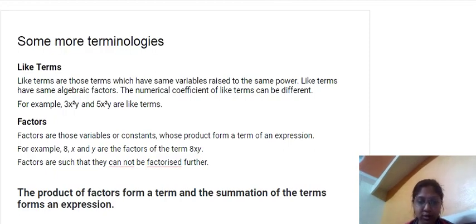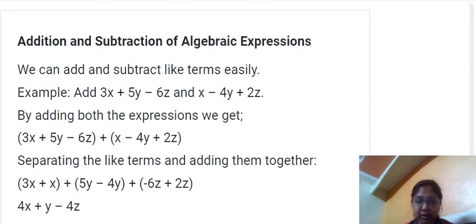So it is not possible. So the 8xy term has only 3 factors, that is 8, x and y. With this we can conclude a statement here that the product of factors form a term and the summation of terms form an expression. Now let's move further towards addition and subtraction of the algebraic expressions.